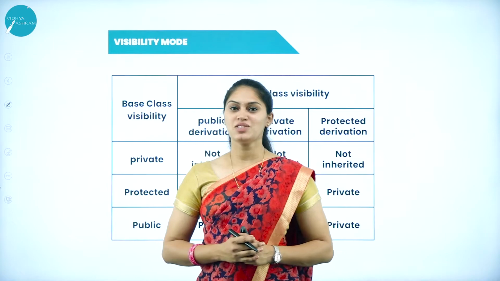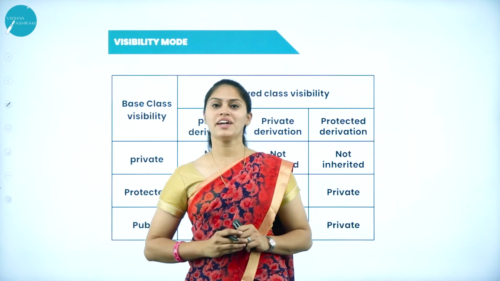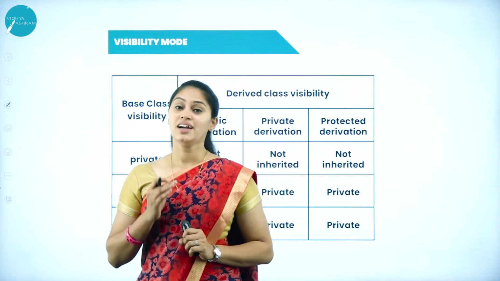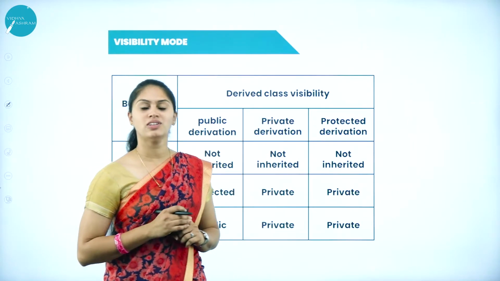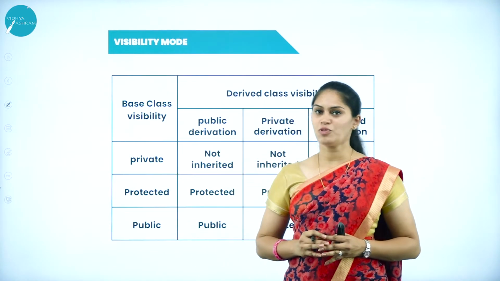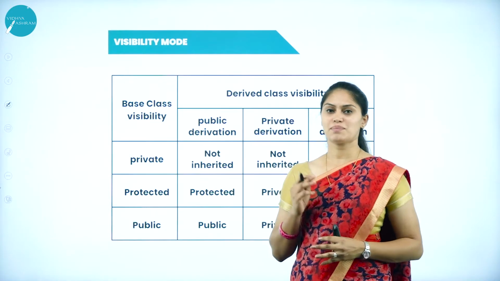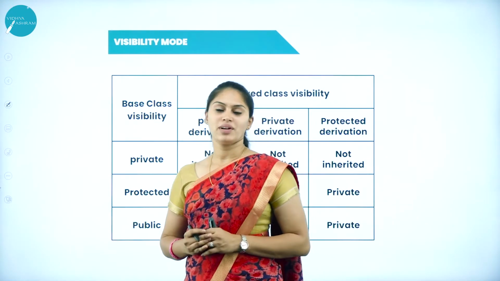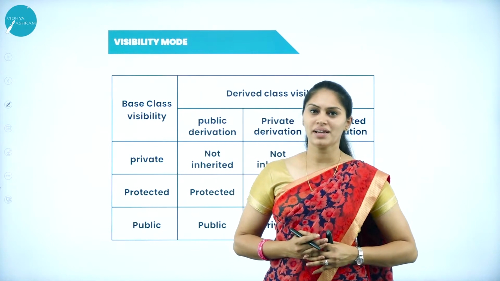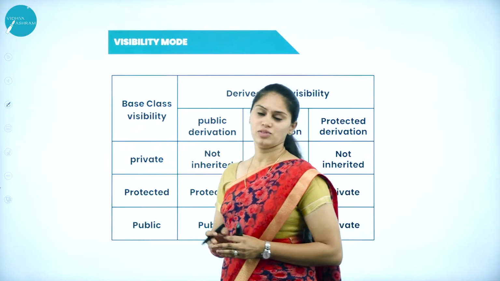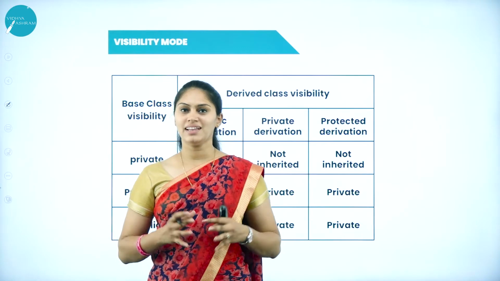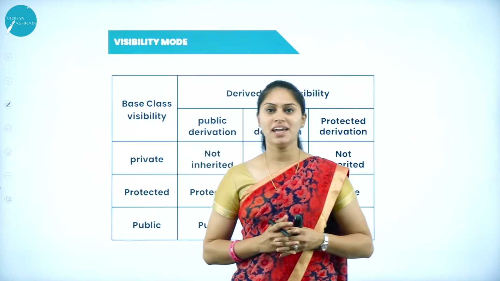The next topic is visibility mode. Object-oriented programming languages are mainly used to provide data security. How can I provide security for my data? In C++, with the help of access specifiers, that is public, private as well as protected. In the previous chapter, we learned what public access specifier means and how it is helpful, and what private as well as protected mean. Now we'll see what visibility mode means.